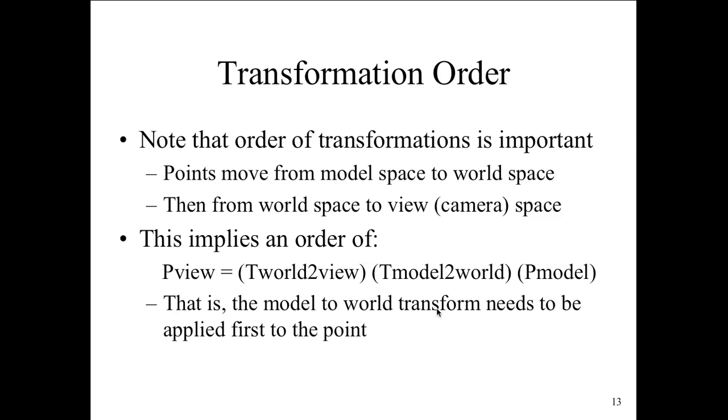So note that the order of the transformation is important. Points move from model space to world space, then from world space to view or camera space. The order is going to give us flickering, no flickering. It's the order in which we're painting, if you want to think of it that way, but it's really not painting, it's transforming. How do you know when it's been transformed? Well, it's been painted, it's visible.